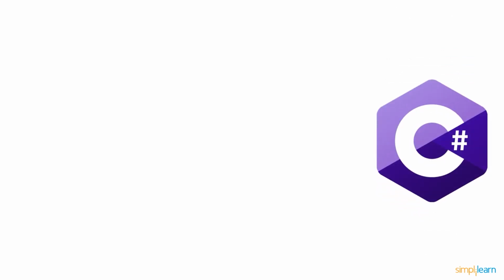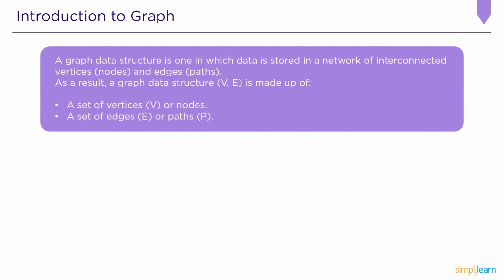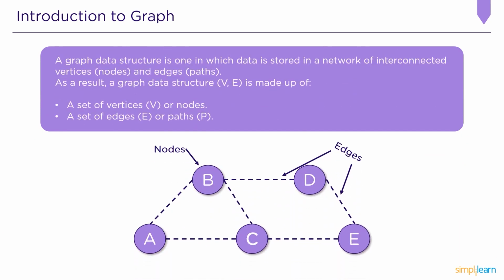After understanding the tree data structure in C#, we will now try to understand graph data structures. The graph data structure is one in which data is stored in a network of interconnected vertices, nodes, and edges, also called paths.